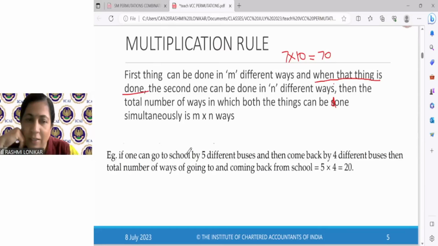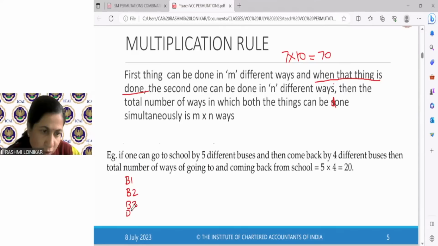Now, there is this other example. If one can go to school by 5 different buses and then come back by 4 different buses, the total number of ways of going to and coming back from school is 5 into 4 ways. I can go by B1, B2, B3, B4, and B5.